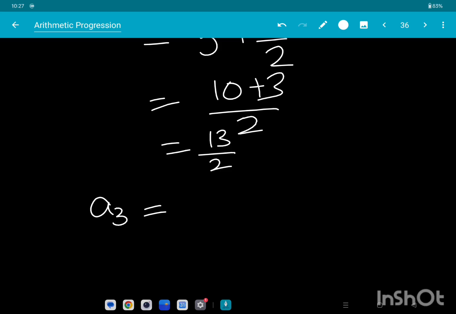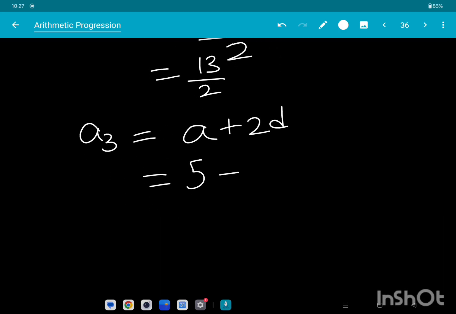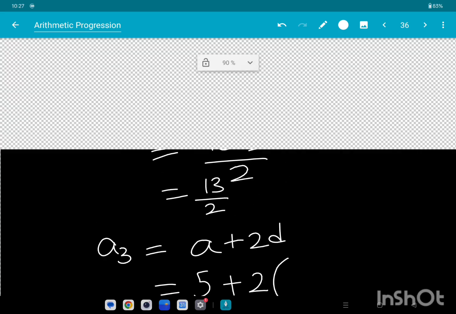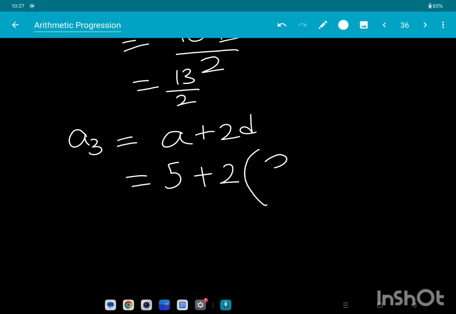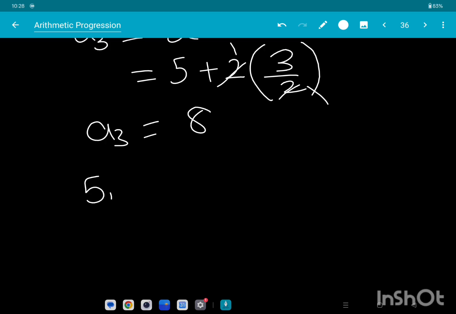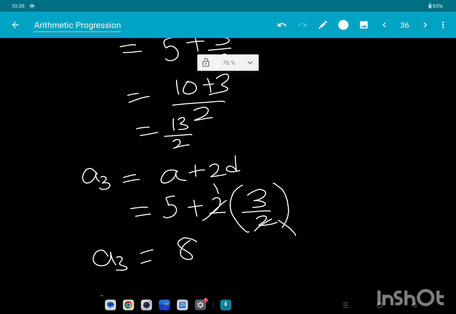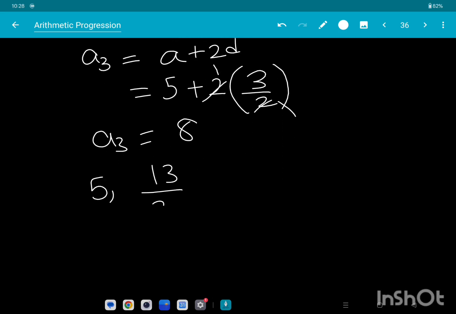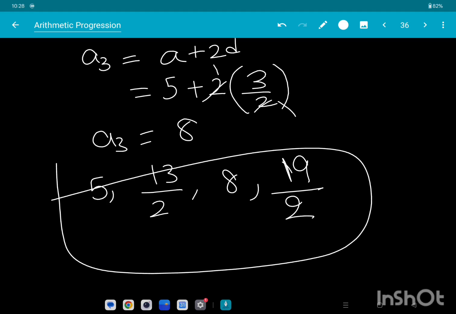Now I am going to find the A3 value. A plus 2D is equal to A3. What is the A value here? 5 plus 2 into 3 by 2. 3 by 2, 2 ones are 2, 2 ones are 2. So I got 8. So the A3 value is 8. Now what is the AP here? The AP is 5 comma 13 by 2 comma 8 comma 9 1 by 2, which means 19 by 2. If you want, you can check the difference. The difference should be 3 by 2. So this is the AP we need to find.